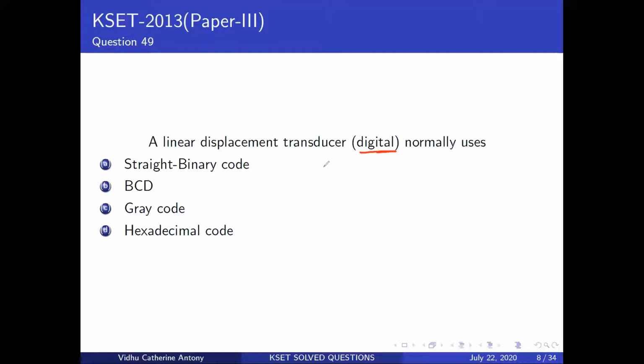So in a digital system, which one is easier to use? Basically you would look at something that gives you the minimum number of bit shifts. And that is basically your gray code. Gray code is a code where you have only one changed bit, so the number of shifts that are required is very small.